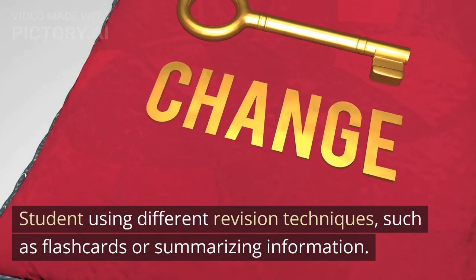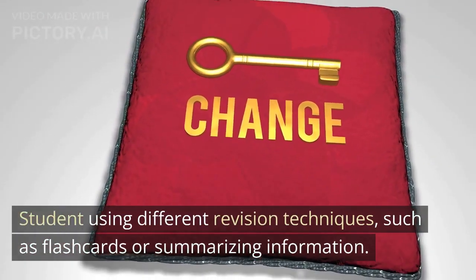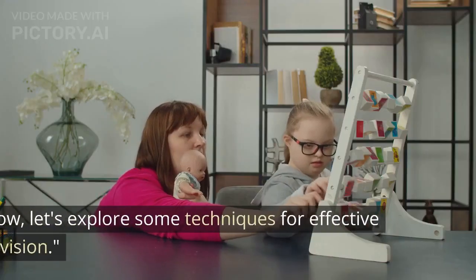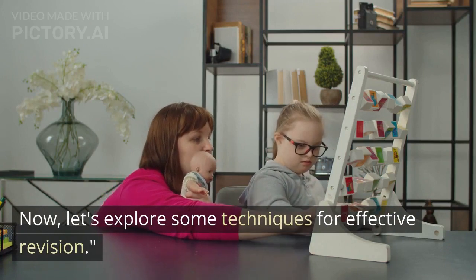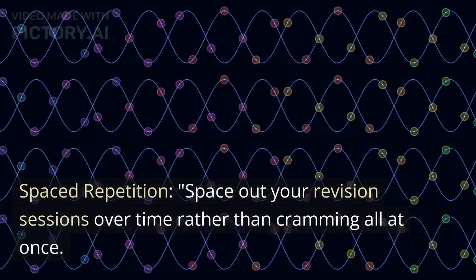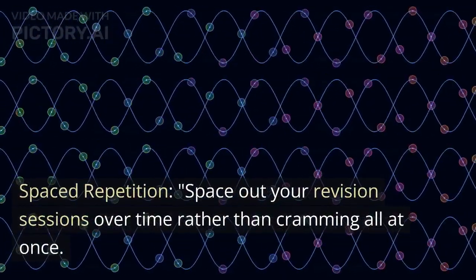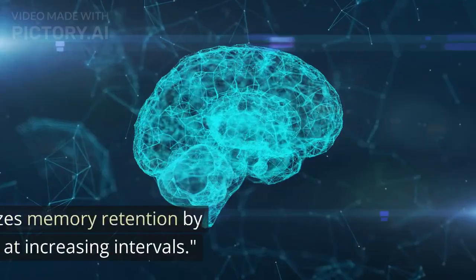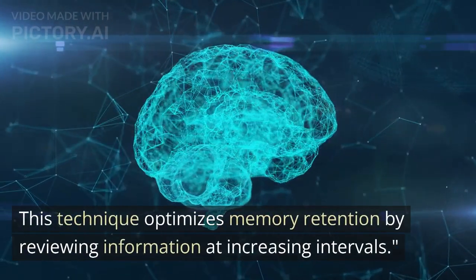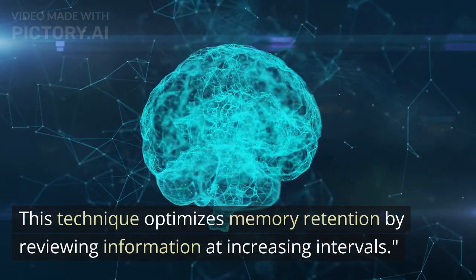Students use different revision techniques, such as flashcards or summarizing information. Now, let's explore some techniques for effective revision. Spaced repetition. Space out your revision sessions over time rather than cramming all at once. This technique optimizes memory retention by reviewing information at increasing intervals.